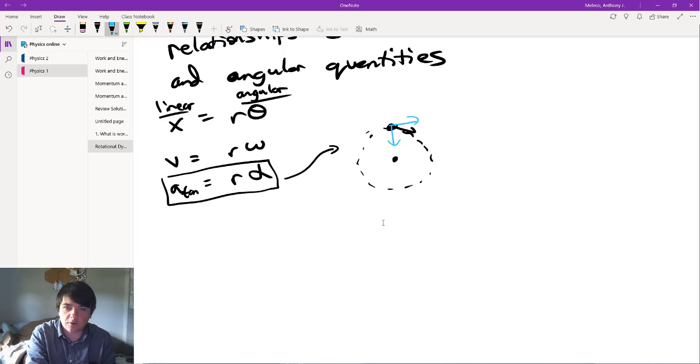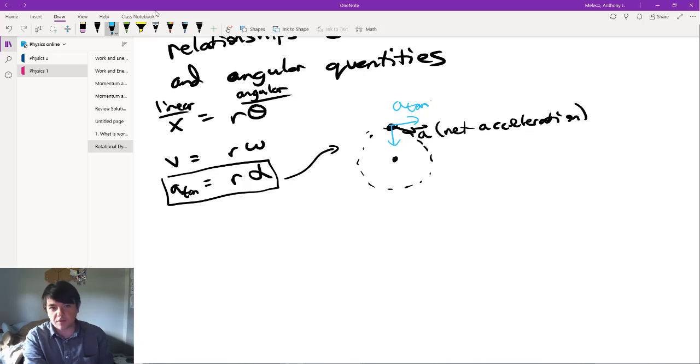Okay, so this is your net acceleration. This is the result of these two. This is your tangent acceleration, and this is a function of your rotational acceleration multiplied by your radius. So if you have a smaller radius, that will change your tangent acceleration, and if you have a bigger one, it changes differently.